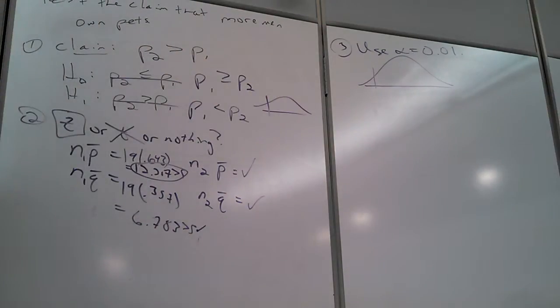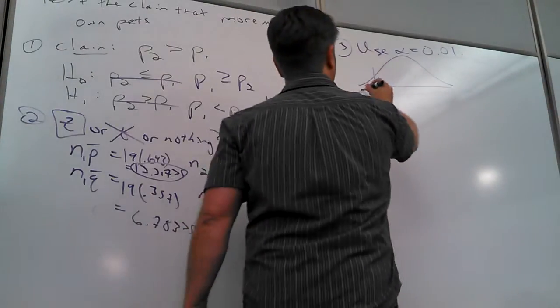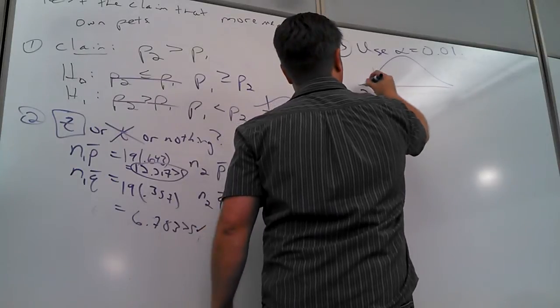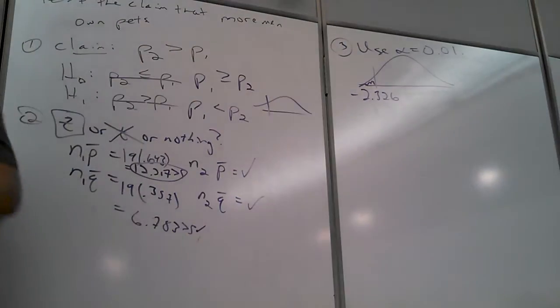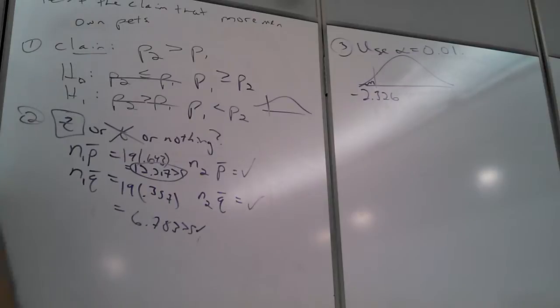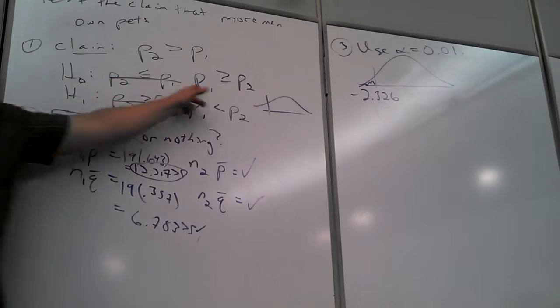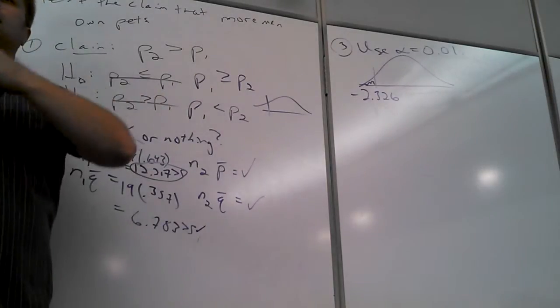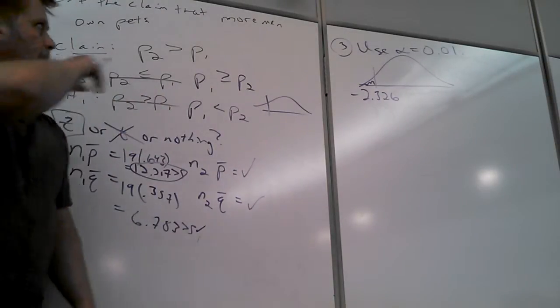Negative 2.326. Good. How are we doing so far? What I really want you to pick up on is how these steps are basically the same. Chapter 8, Chapter 9, I keep saying that. There are little differences, but the main idea of checking to see if it's normal or not, that's the same idea. It's a little bit different check here. The statements are a little different than before, but it's the same kind of idea, right?